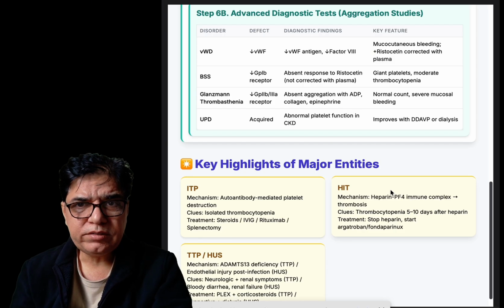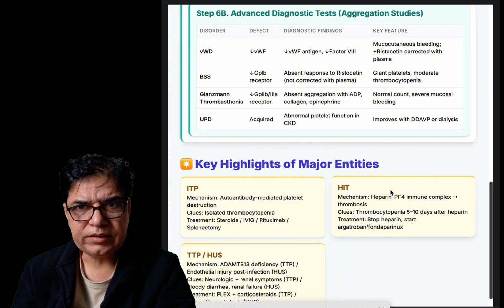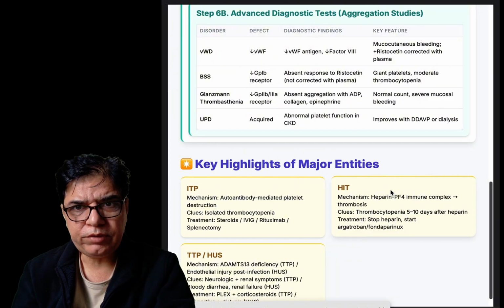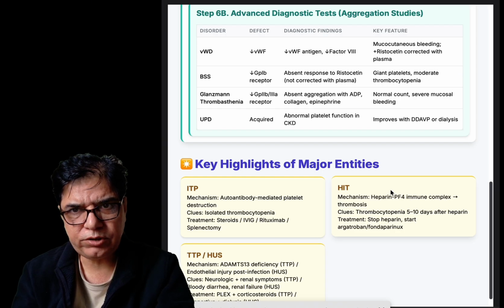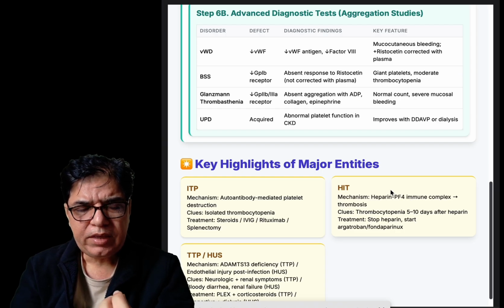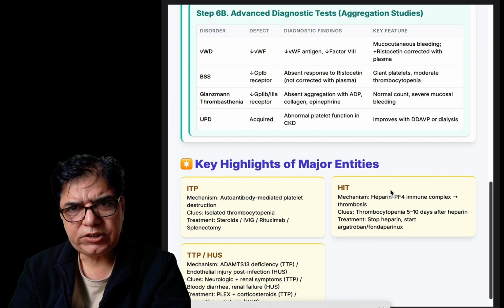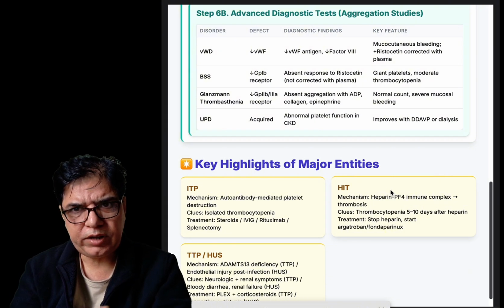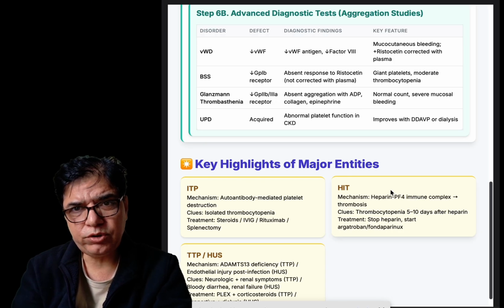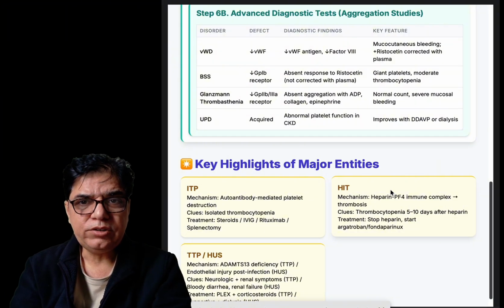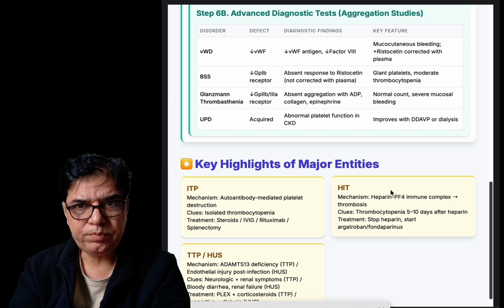In Bernard-Soulier syndrome, there is a reduction in the glycoprotein 1b receptor. So the platelets are not able to stick to one another, and usually in this condition on the smear you see giant platelets. There are very large size platelets, which should point towards, if somebody has a history of mucocutaneous bleeding and the platelet count is normal but the platelets are large in size, then you should be thinking of Bernard-Soulier syndrome.